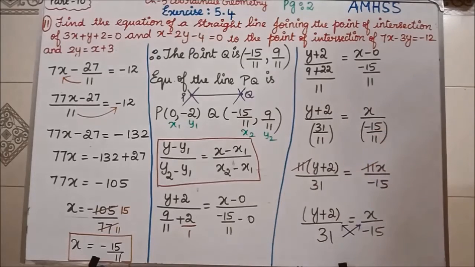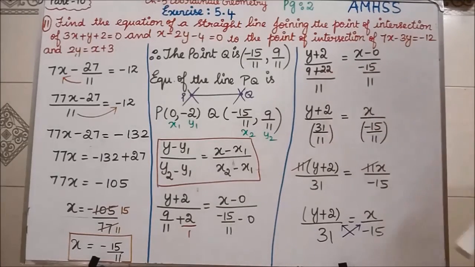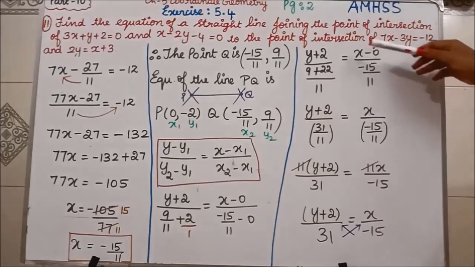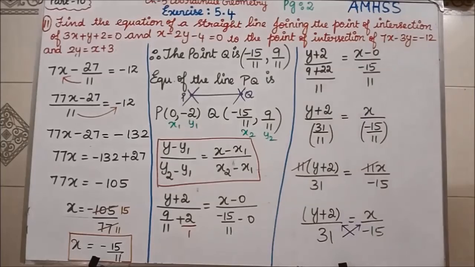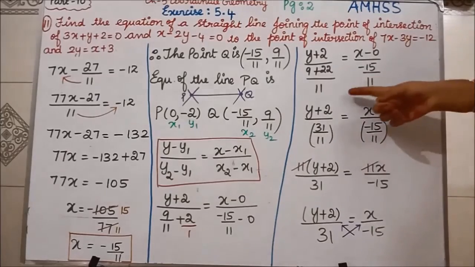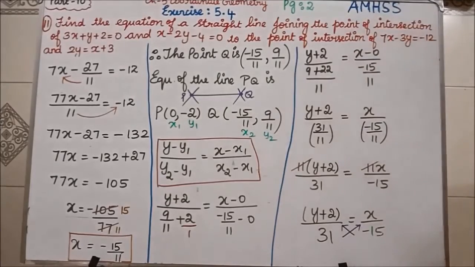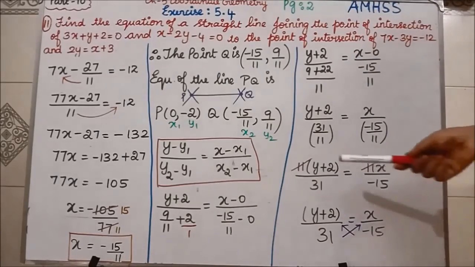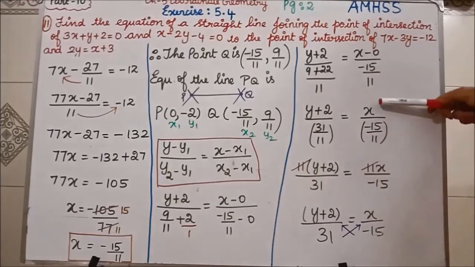Because if you subtract with 0, the same answer only we will get. So -15/11. The next step, y + 2, 9 + 22 is 31/11. x - 0 is x divided by -15/11. So, if you are having a division within a division, the 11 will go to reciprocal. Okay. So, we are doing the reciprocal. So, 11 into (y + 2)/31 equal to 11 into x/(-15).